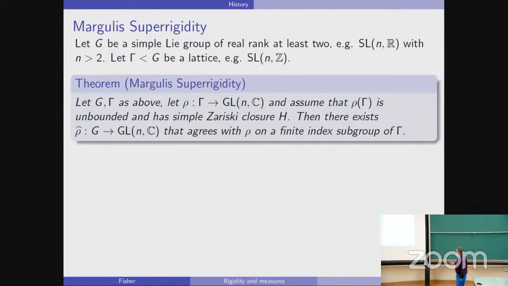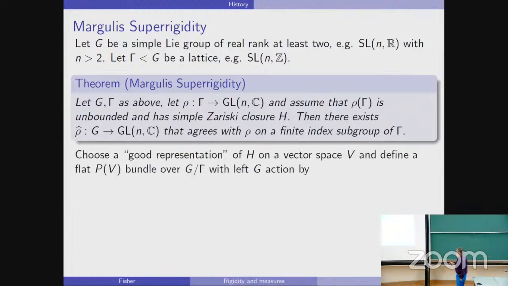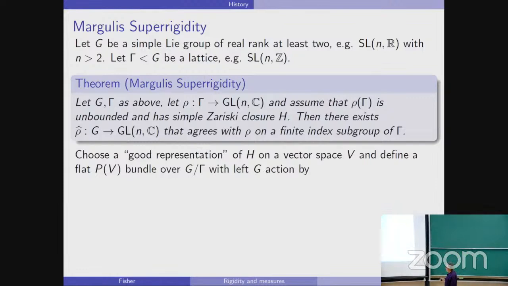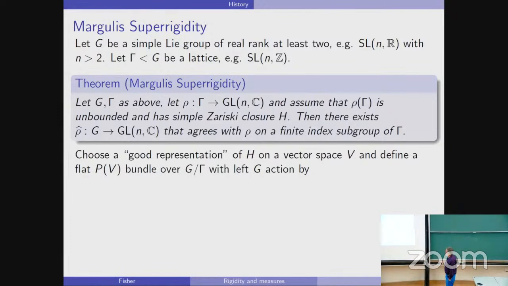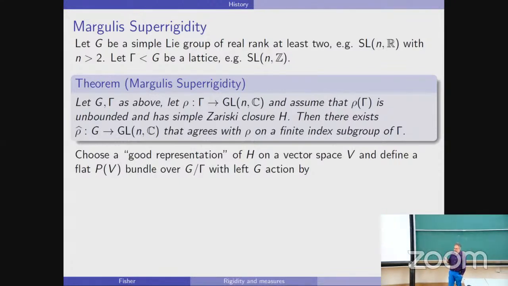And I want to tell you how to think about proving this. Somehow what we're going to do, and I don't want to talk about this in detail, is pick a good representation of this Zariski closure H on a vector space V, that defines an action of Gamma on this vector space V. If you just want to think of it as C^n and assume I started with a particularly nice representation in the beginning, that's fine. Just have some representation of Gamma on this vector space V.